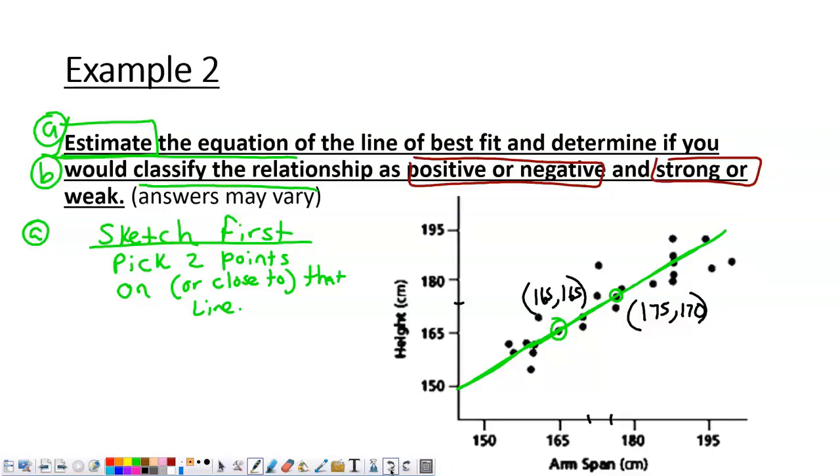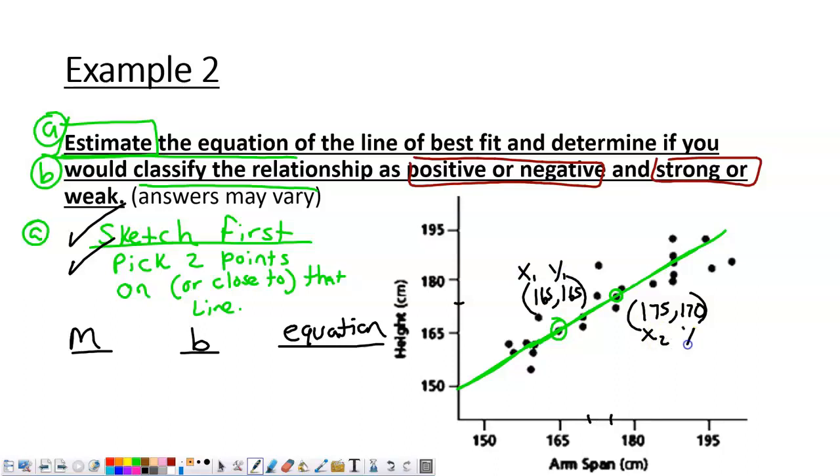So, how do we find the equation of a line now? Step 1, sketch the line of best fit. Step 2, pick 2 points that are on or close to that line. Step 3, find the equation using our old method that we're already very familiar with, the 3-step process. Find your slope, find your b, write your equation. So here we go. We have x1, y1, x2, y2. Now for this problem, we don't have our slope already. We actually have to calculate it using our slope formula.